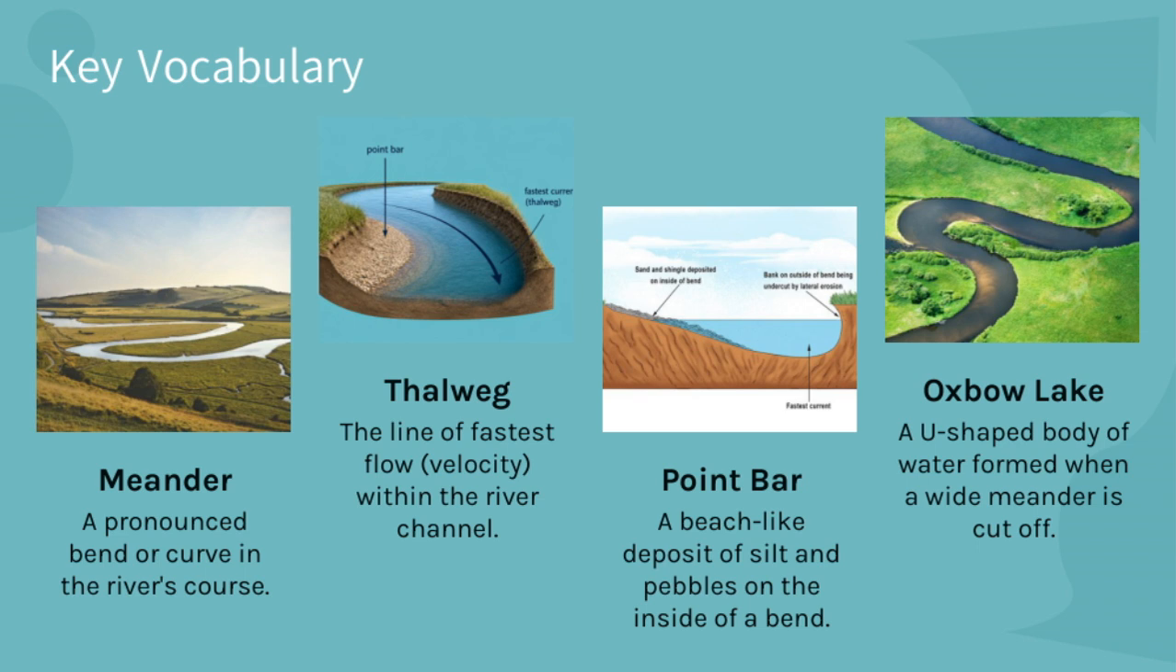The third term is point bar. A point bar is a beach-like deposit of silt, sand, or pebbles on the inside of a bend. It forms where the river has less energy and deposits material. At GCSE, you may also hear this called a slip-off slope. The final key term is oxbow lake. An oxbow lake is a U-shaped or crescent-shaped body of water formed when a wide meander is cut off from the main river channel. These words are very important because they allow us to explain landforms accurately. In GCSE Geography, using key terms well can make your answer much stronger.